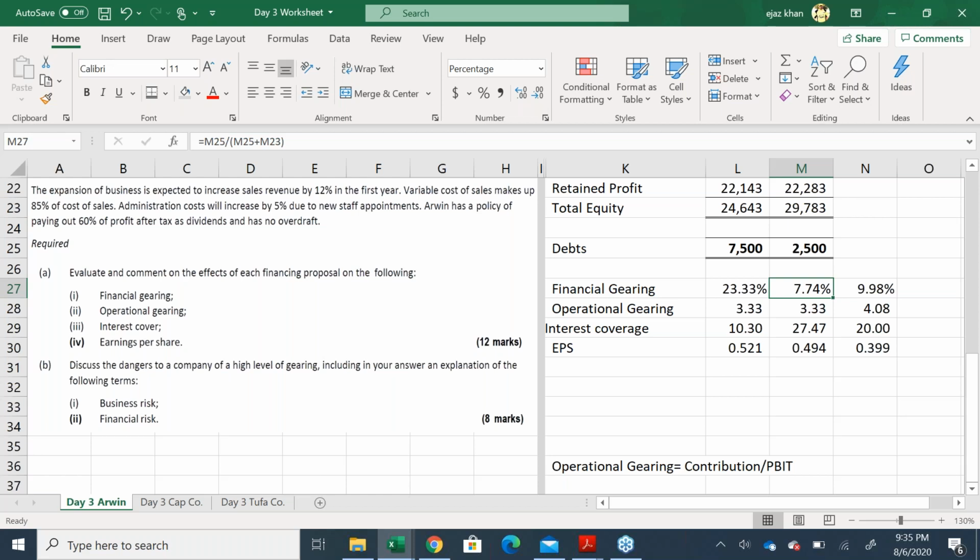In the absence of any other information, debt finance seems to be an attractive source of finance for this company, as it is apparently not increasing the financial gearing to a dangerous level. It's not changing your operational gearing. It's not decreasing your interest coverage to a dangerous level, but it is increasing your earnings per share, which is a very good indicator. Therefore, debt seems to be an attractive source of finance here.